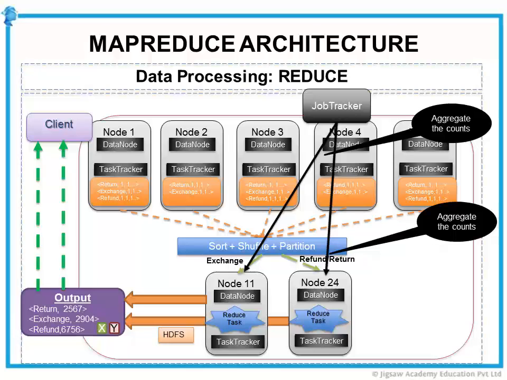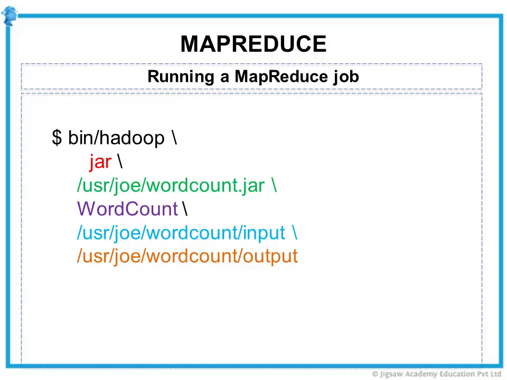Now we have seen how the MapReduce paradigm works. However, we have not seen how to trigger MapReduce jobs. One of the most common ways to trigger a MapReduce job is to run it manually from the command line on the client machine. A very simple format to run the job is shown here.